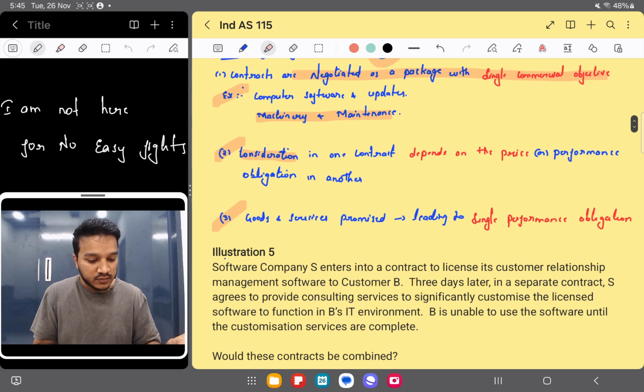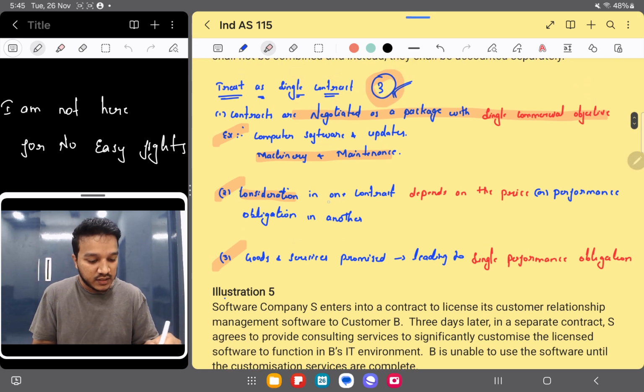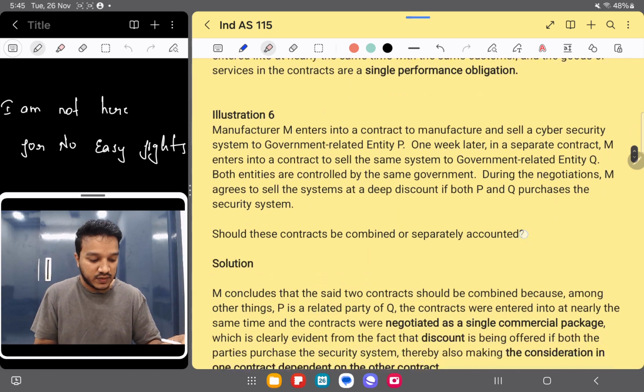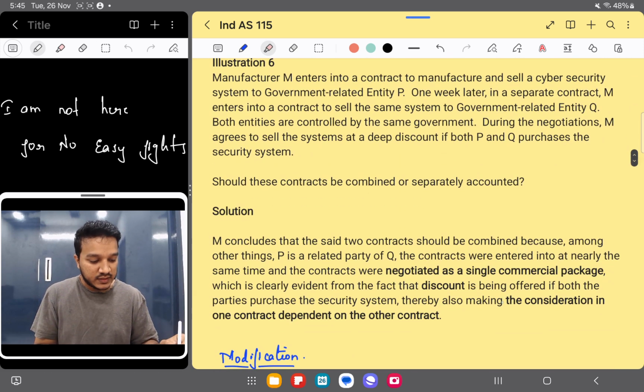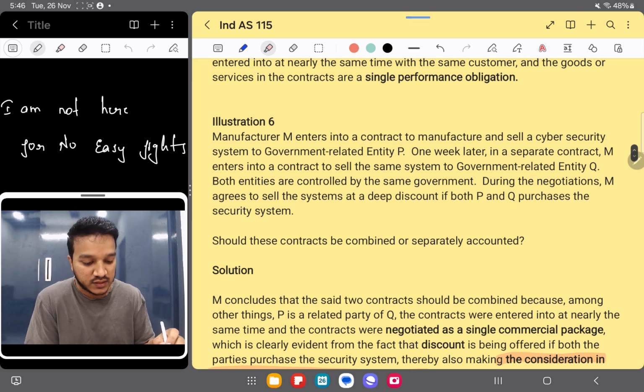Now the second point is, consideration in one contract depends on the price or performance of the other one. Okay, let's see the example, this is the 6th one. Consideration in one contract depends on the other contract. Let's see what the 6th one says.